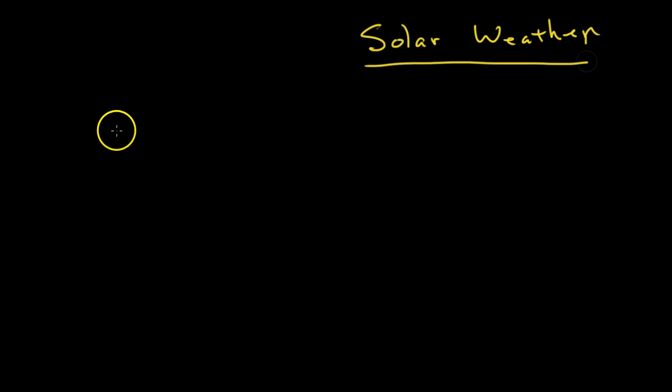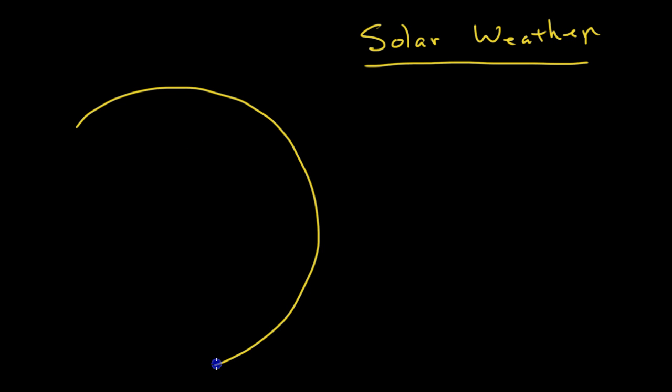The next thing we'll talk about is something called solar weather, or just solar activity, solar events. And the first thing we need to discuss is something called sunspots.